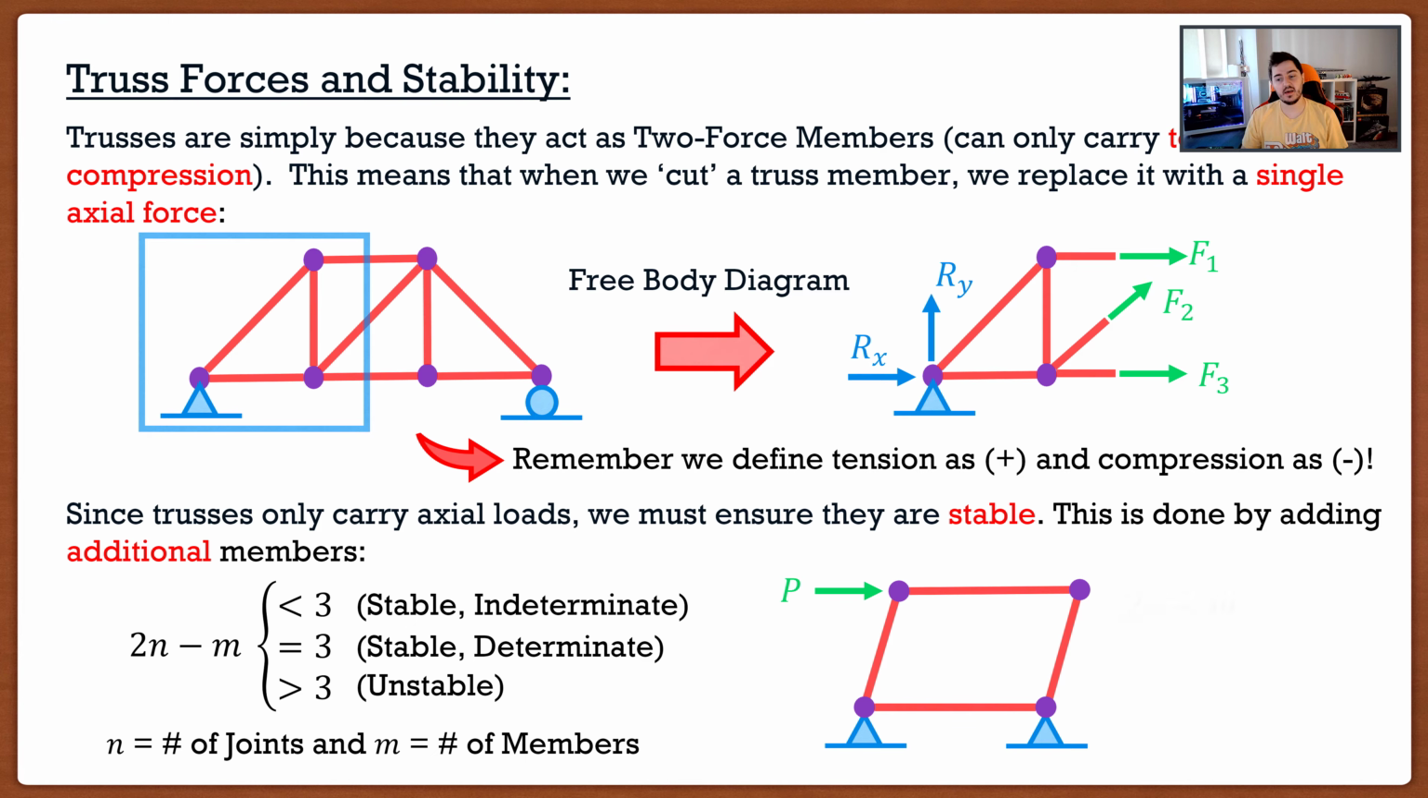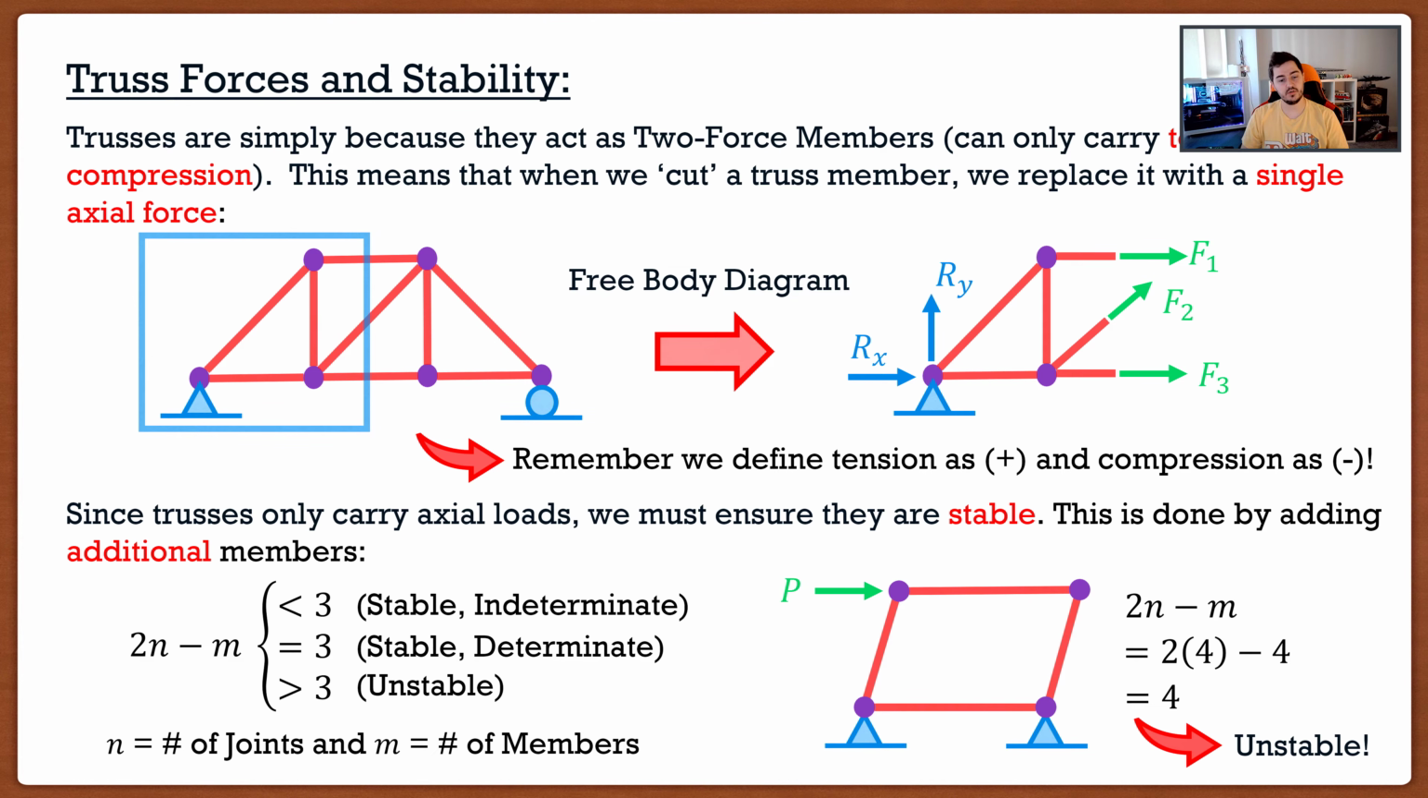So if I were to do the math and say, all right, I have my equation, 2n minus m. I look here and I say, okay, I have 4 joints, the 4 purple dots, and I have 4 members, the 4 red lines. So I go 2 times 4 minus 4, I get 4. And we know that this is greater than 3, so it falls into that third case where our truss is unstable. So the math backs up what we can visually see.